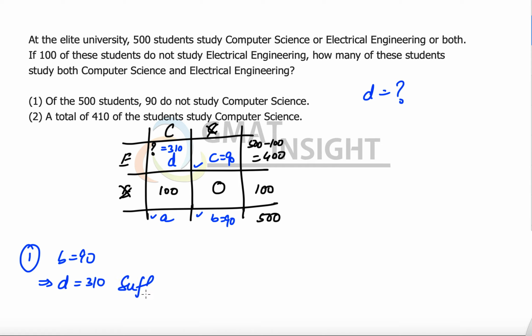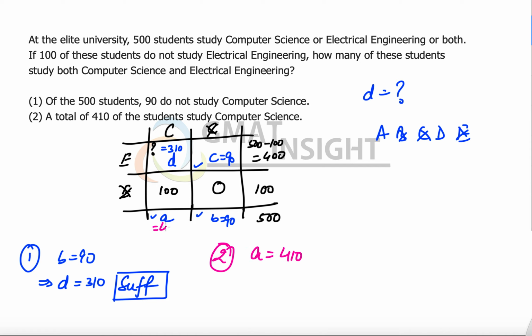So the first statement is clearly sufficient to answer the question, leaving us only two choices out of the 5 choices because B, C and E options can now be ruled out. The second statement says a total of 410 students study computer science. So the second statement says that the region which is represented by A is 410.